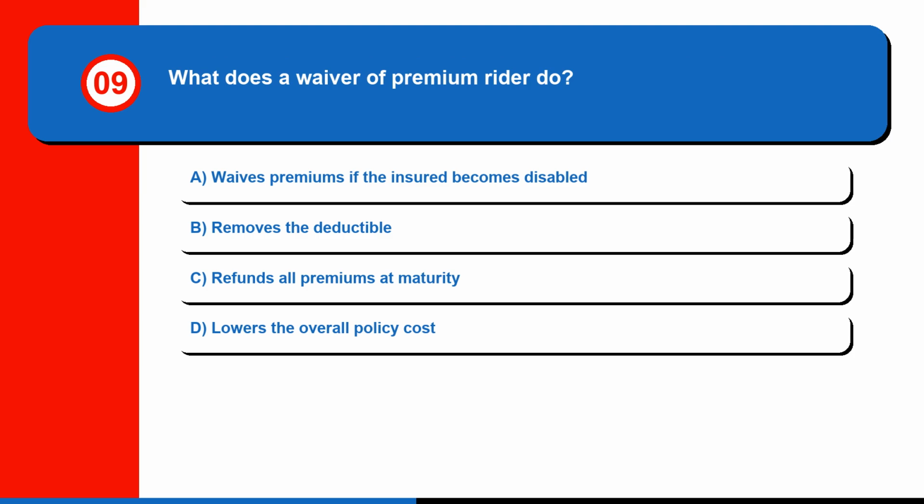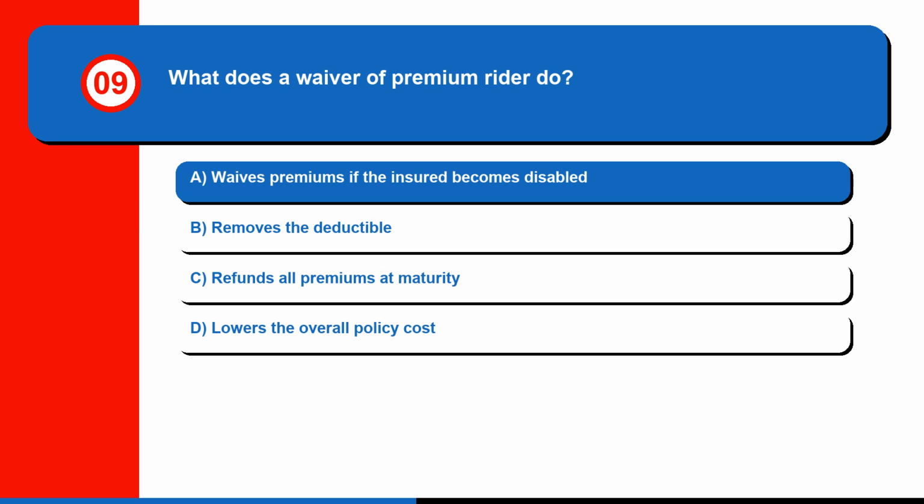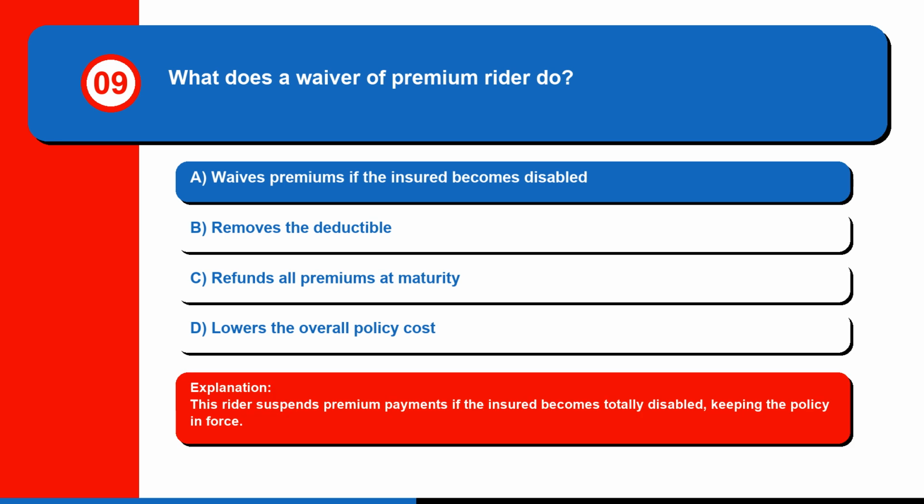Question 9. What does a waiver of premium rider do? A. Waives premiums if the insured becomes disabled, B. Removes the deductible, C. Refunds all premiums at maturity, or D. Lowers the overall policy cost. The correct answer is A. Waives premiums if the insured becomes disabled. This rider suspends premium payments if the insured becomes totally disabled, keeping the policy in force.